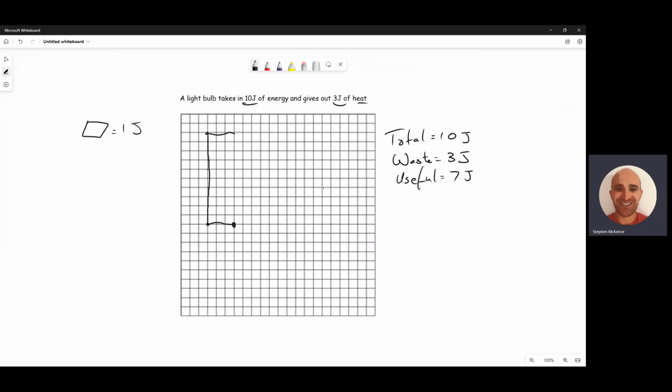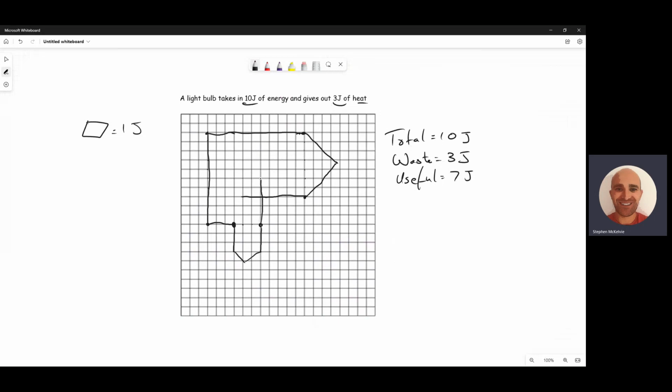Do my dot. Wasted energy is 3 joules. 1, 2, 3. Do my next dot. Write my line down a little bit, halfway between those 2. Carry on my useful line until it goes past my wasted line. It's going to be 7 of useful energy. Draw my dot. 1, 2, 3, 4, 5, 6, 7. Here's my dot. I carry my useful line all the way back. I'm going to draw my arrow to about halfway between those 2 points.